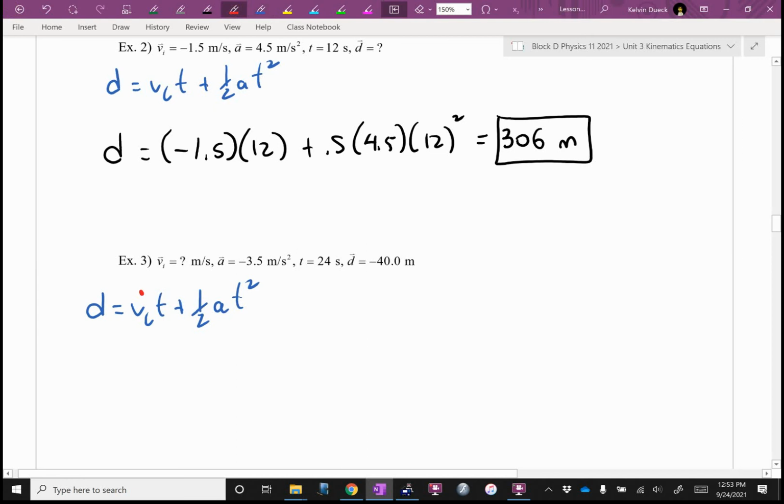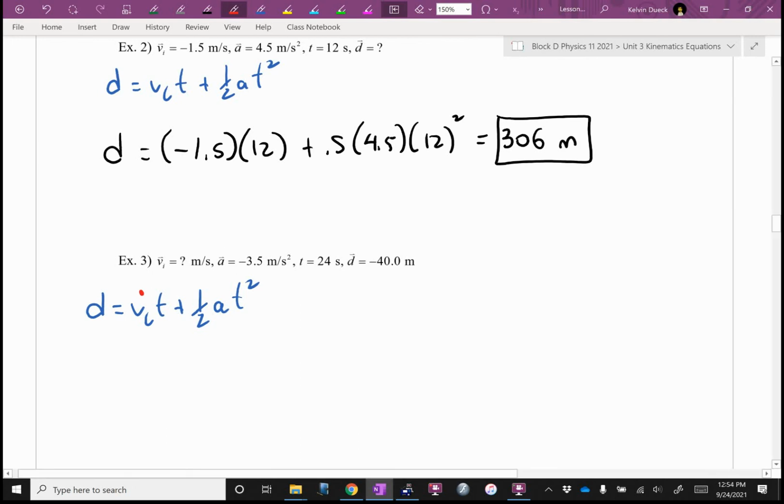By the way, if this was a word problem, it would say something like this. A car is accelerating backwards at 3.5 meters per second squared. Why did I say accelerating backwards? Or I could have said slowing down. For 24 seconds, it ends up 40 meters behind from where it started. Why did I say 40 meters behind? Negative 40, okay? So that's where the vector language is going to come in. You have to pay attention to direction.